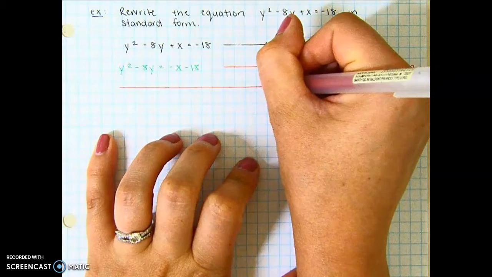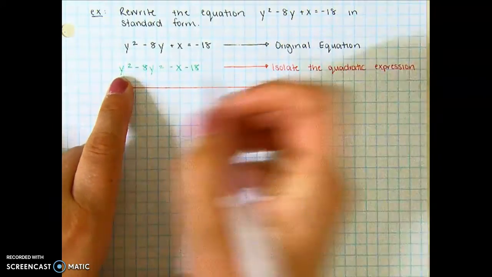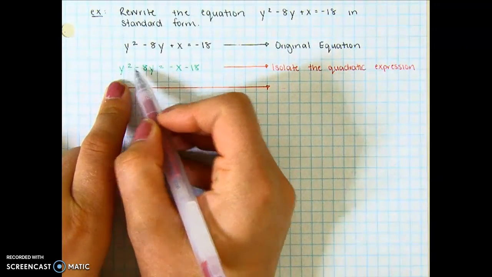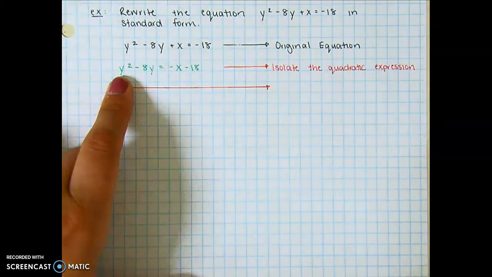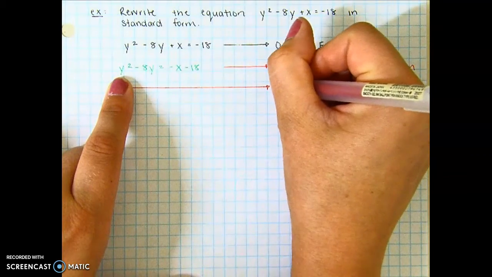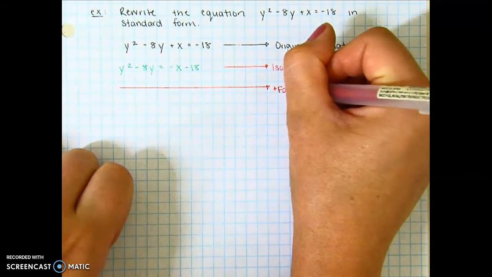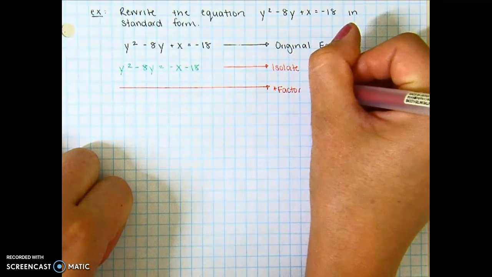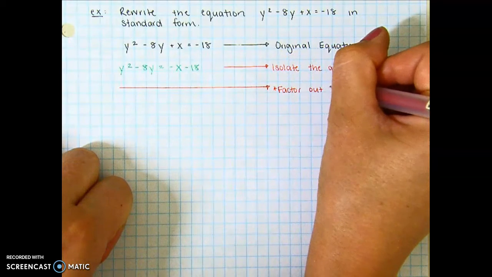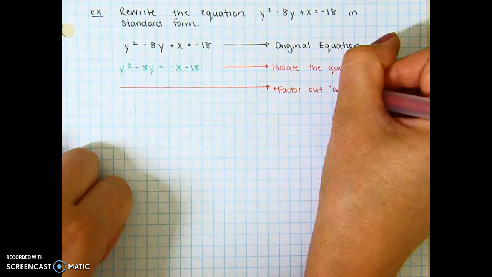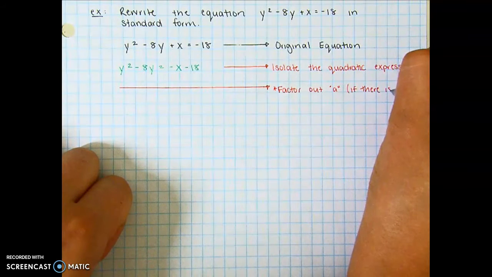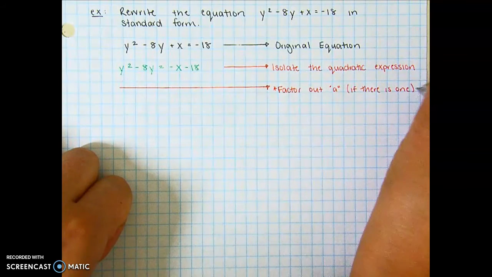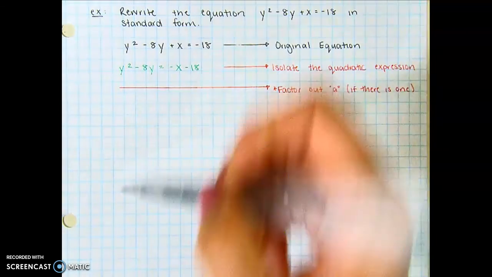So sometimes we have an a value, right? Like a 4y squared. If there's a number in front, if we have a coefficient, an a value, we want to factor that out, if there is one. And we'll do an example like this next. Okay, but for this example, there isn't one.